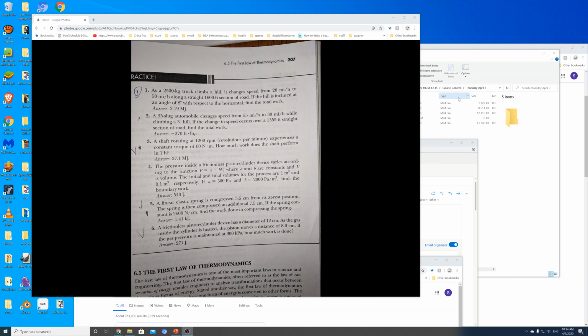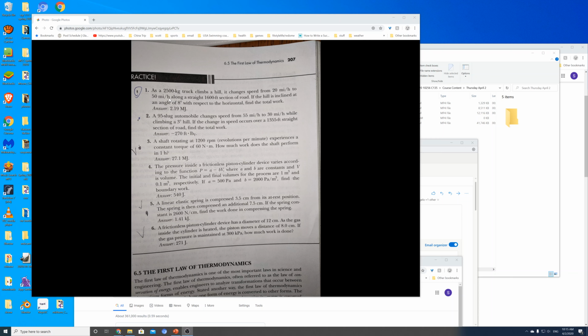Okay, let's start by looking at practice problem 1 from page 207. In this problem we have a truck that climbs a hill and it's changing its speed from 20 miles per hour to 50 miles per hour, along a straight section. Now it's on an incline, and the incline is 8 degrees with respect to the horizon.